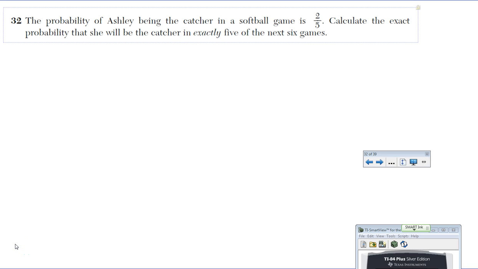Question 32. The probability of Ashley being the catcher in a softball game is 2/5. Calculate the exact probability that she will be the catcher in exactly 5 of the next 6 games. All right, so the exact probability just means to not round your answer. This part over here, exactly 5 of the next 6 games, has to do with your setup.